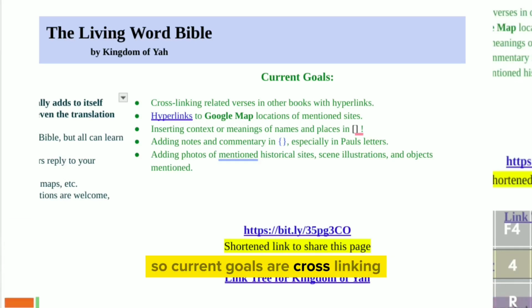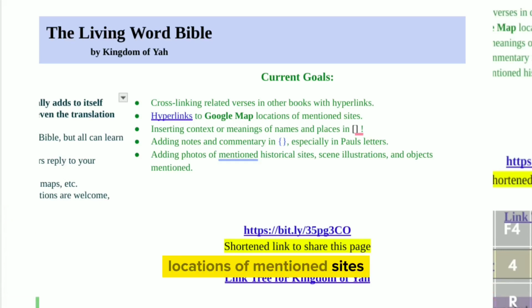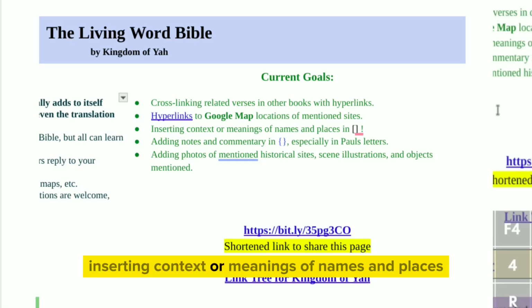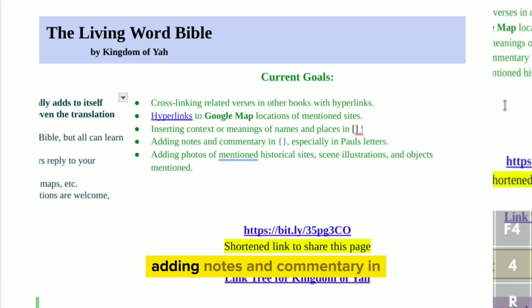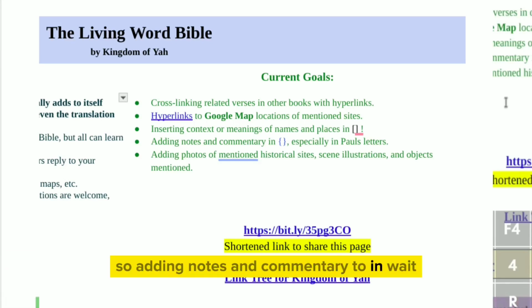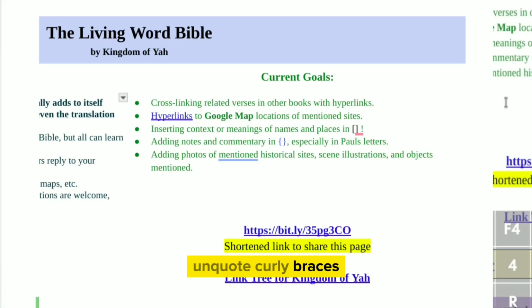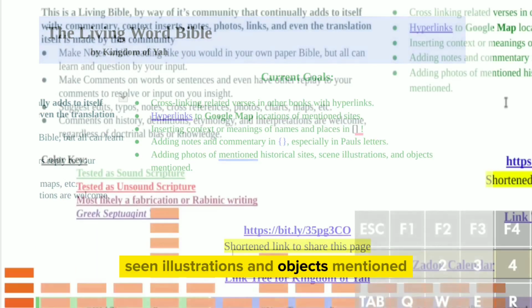So current goals are cross-linking related verses in other books with hyperlinks to Google Map locations of mentioned sites, inserting context or meanings of names and places in brackets, adding notes and commentary in curly braces. I think that's what it's called. They're officially called that. So I'm learning. So adding notes and commentary in quote unquote curly braces, especially in Paul's letters, adding photos of mentioned historical sites, scene illustrations, and objects mentioned.